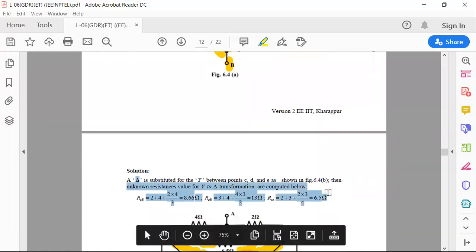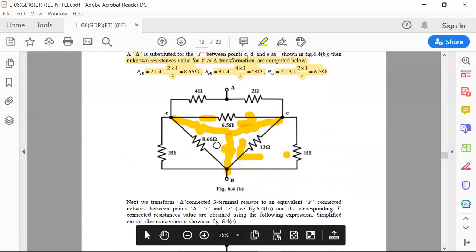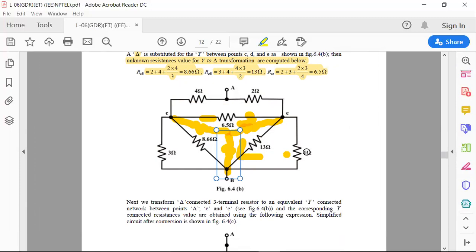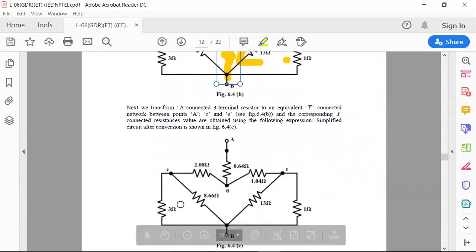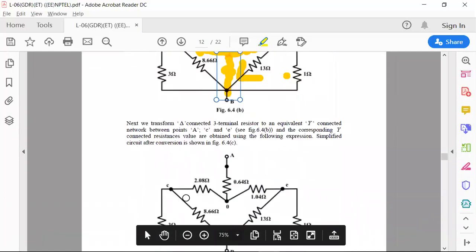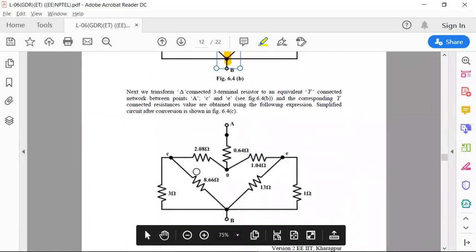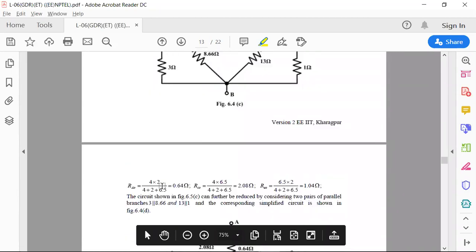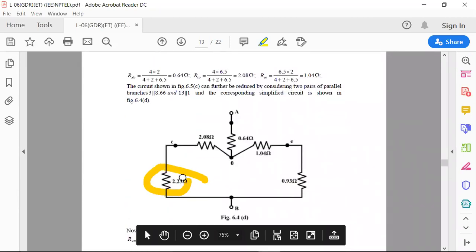Same as we wrote. After that you will get, then from here both are parallel. 3 into 8.66, 13 into 1. See, look at here carefully. Both are parallel, right? Then after that I redraw the circuit like 2.33.